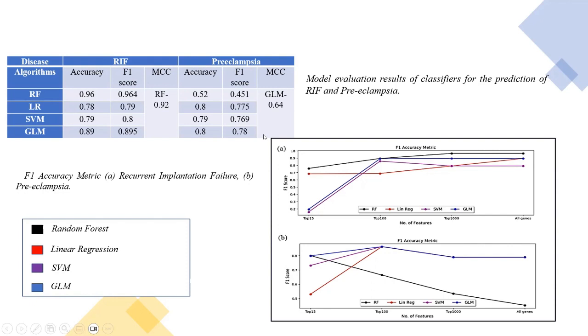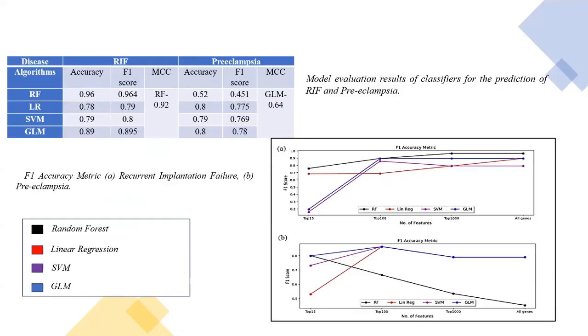So by these two methods, I can say that for recurrent implantation failure, random forest is showing the best result, and for preeclampsia, GLM is showing the best result. I was very confused because linear regression and GLM showed the same result for preeclampsia, but now it is confirmed that GLM is the best algorithm for preeclampsia.